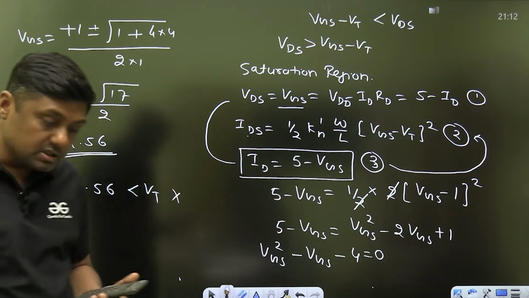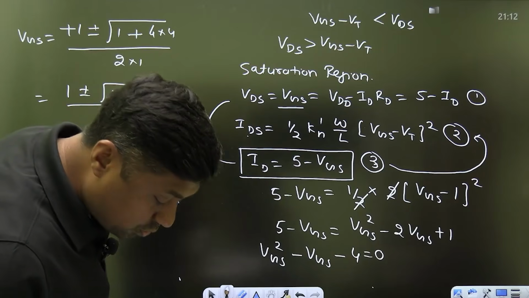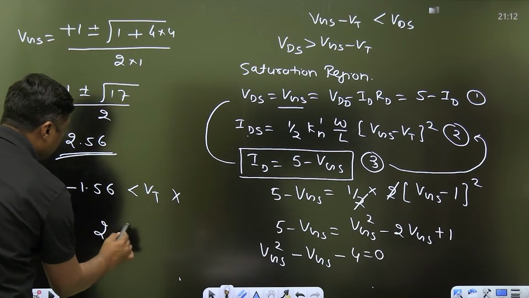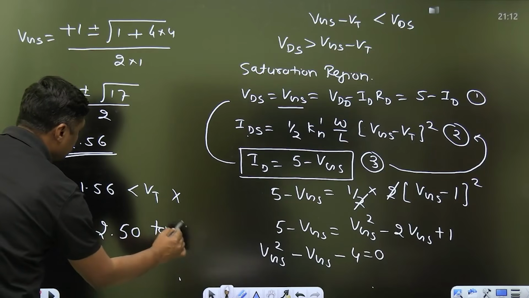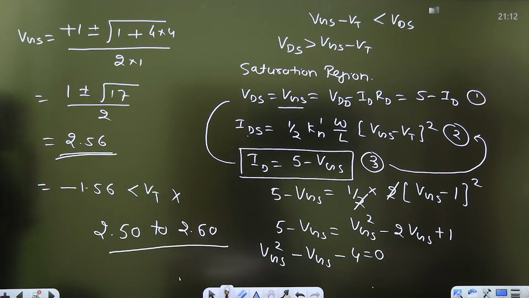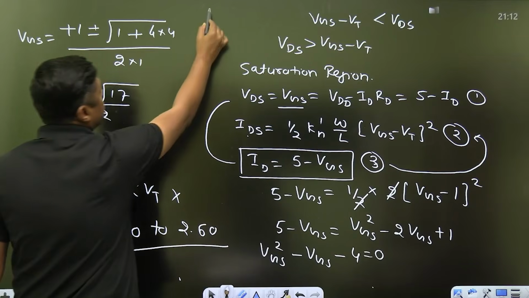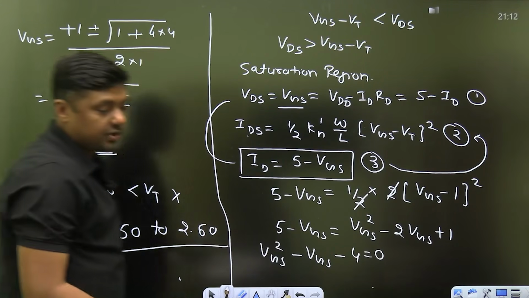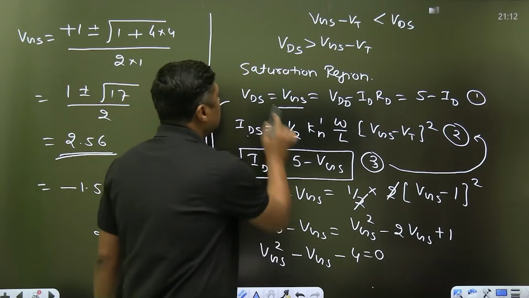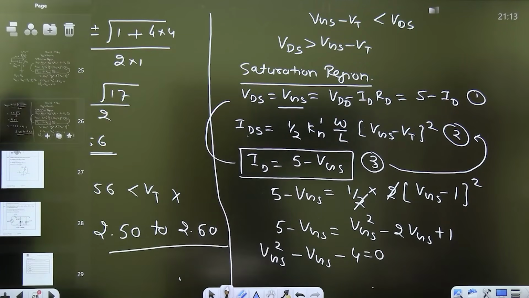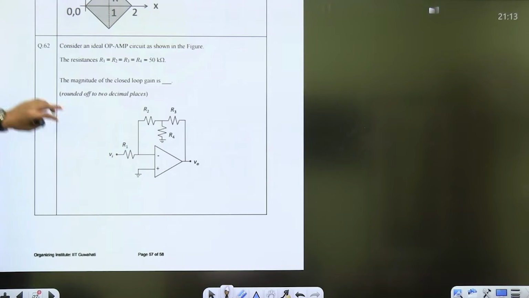And what is the answer given in the question? 2.50 to 2.60. So this is the correct one. Up to 2 decimal places, it is 2.56, guys. This is the answer for your question. This is a very, very important one. Saturation region, right? You can solve saturation region. Now, next question. ये भी MOSFET पे आ गया, ये operational amplifier.